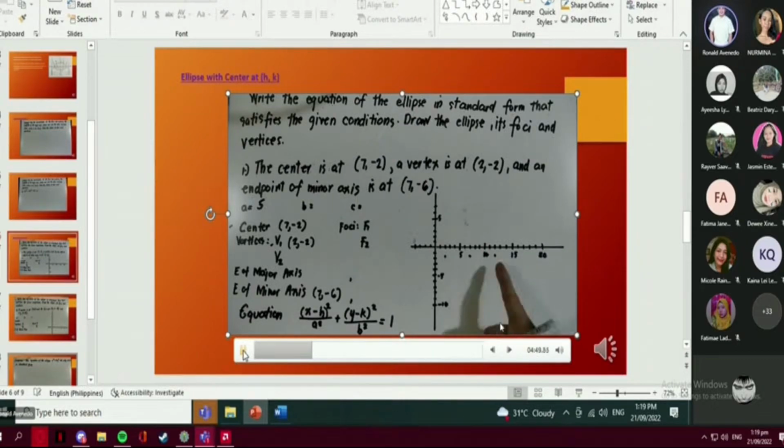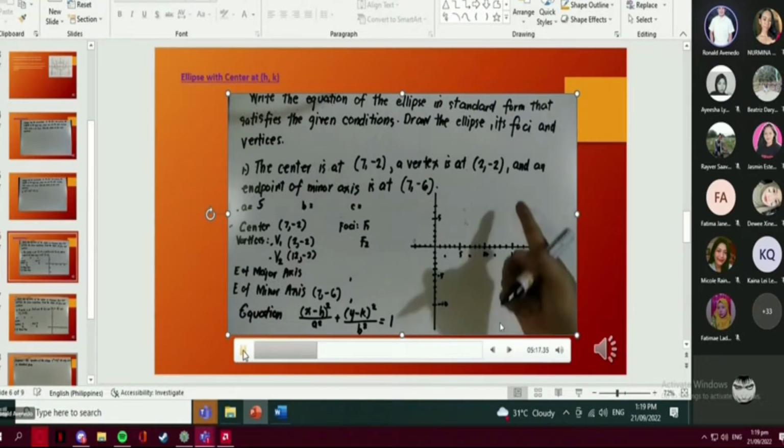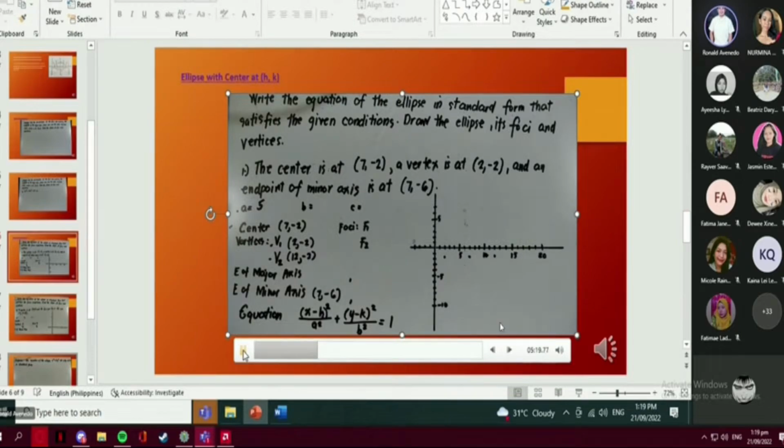And the coordinates of this are (12, -2). Another given is the endpoint of the minor axis: (7, -6).